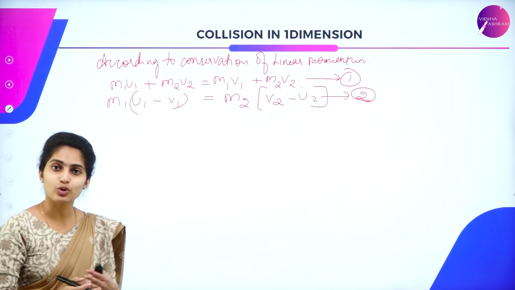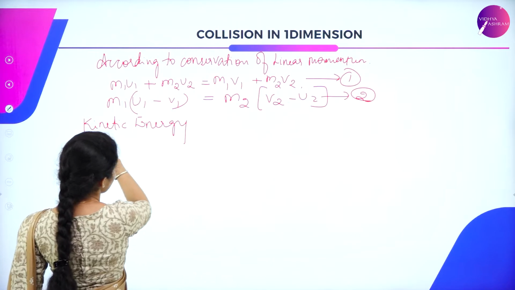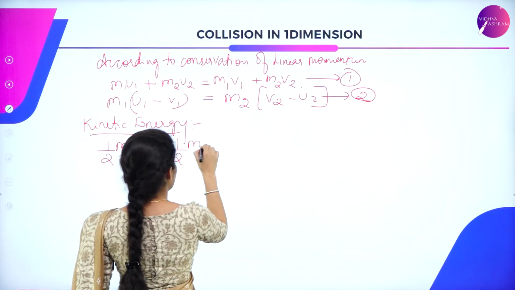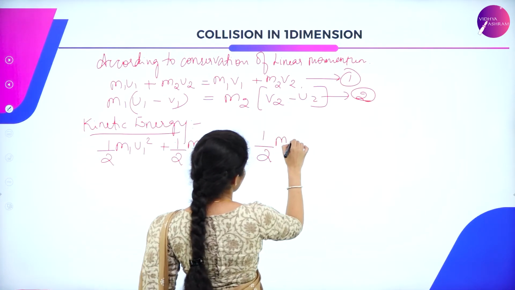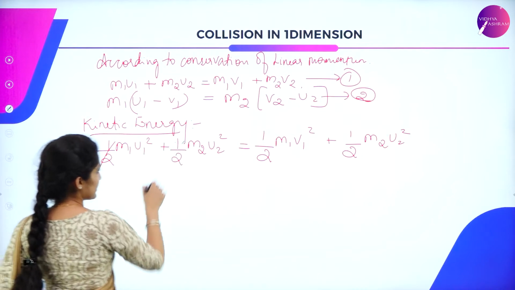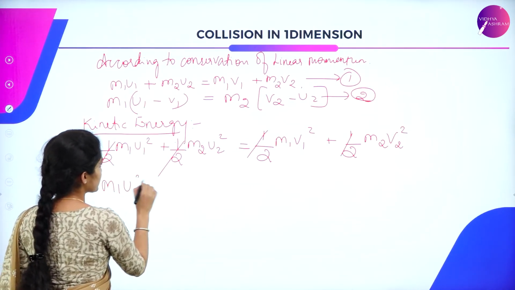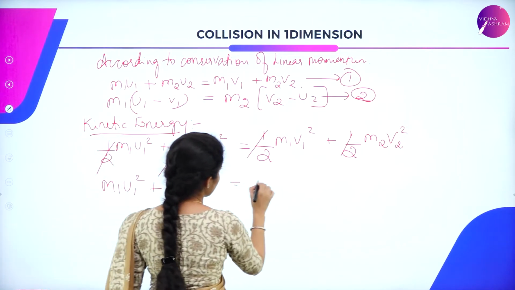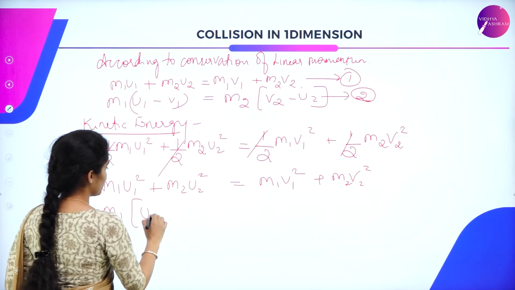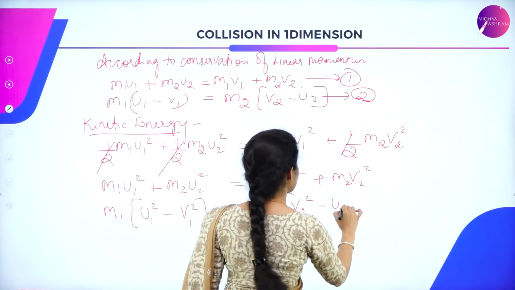Now since kinetic energy is also conserved, we have half m1u1 square plus half m2u2 square equals half m1v1 square plus half m2v2 square. We can cancel the halves because they are common. So m1u1 square plus m2u2 square equals m1v1 square plus m2v2 square. We can write this as m1 into (u1 square minus v1 square) equals m2 into (v2 square minus u2 square).